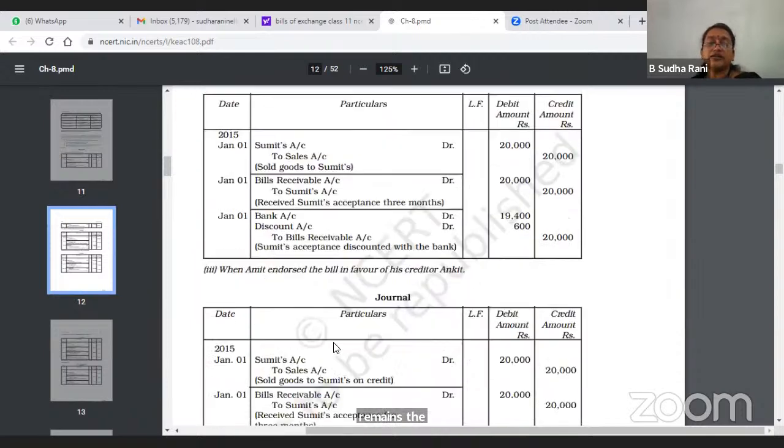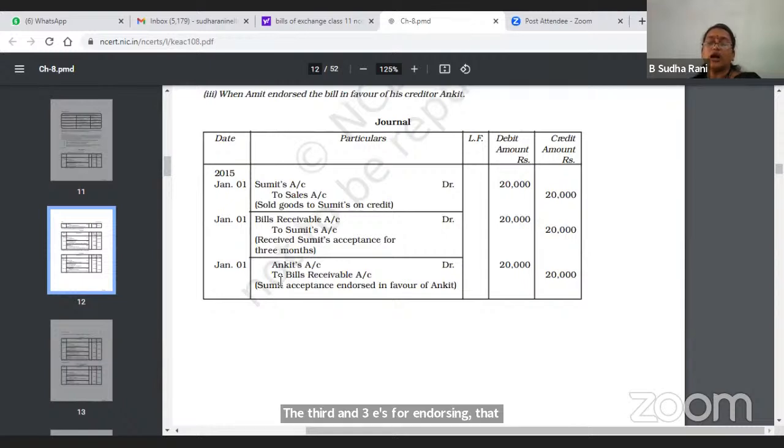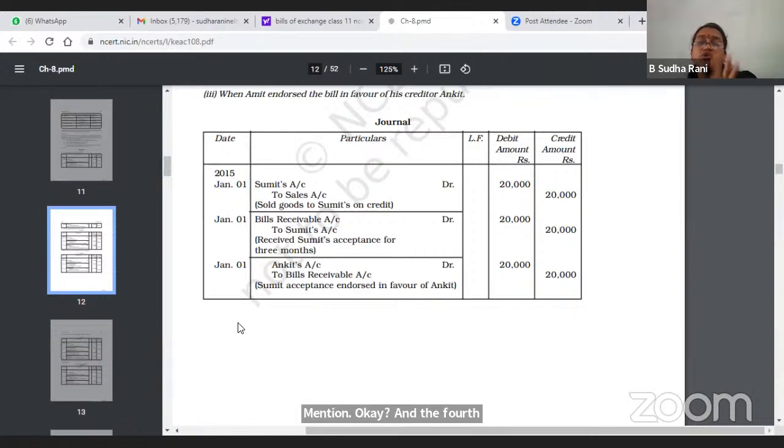The third entry is for endorsing. That is, the bill is going out, and to where is it going? Ankit. So Ankit account debit to bills receivable. In this third case, he didn't mention the date. You should assume that on the same date the bill is drawn, the bill is endorsed. If he mentioned a date, you should take the date mentioned. And the fourth entry. What is the fourth entry? In the drawer's books, no fourth entry.